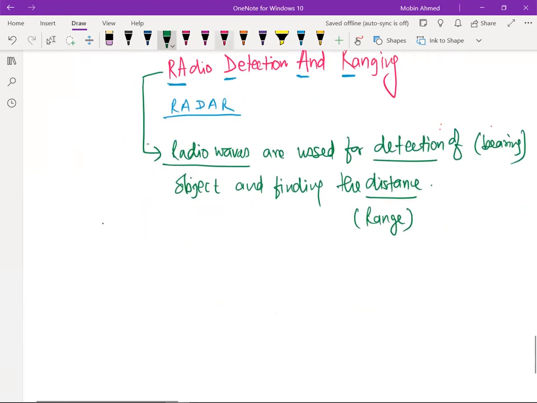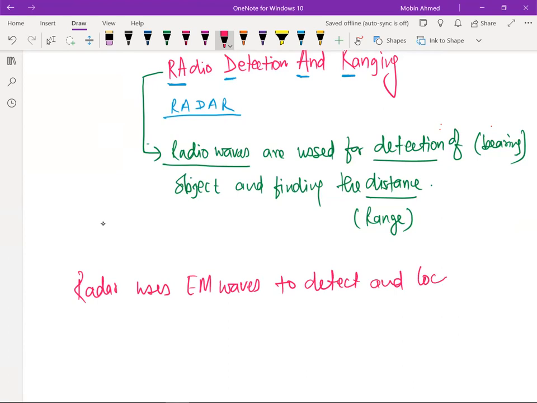Next, the radar uses EM waves. Already I have told you it uses EM waves, electromagnetic waves, to detect and locate the objects.